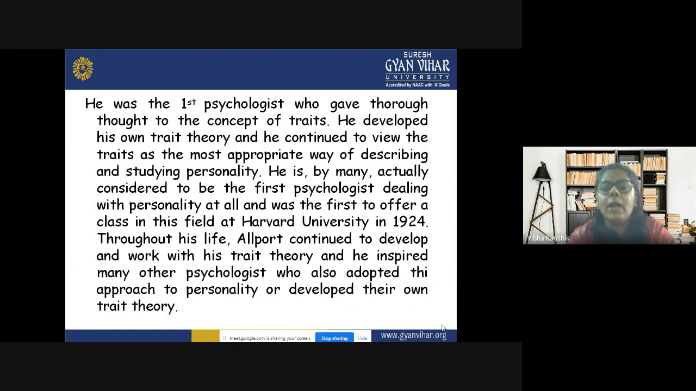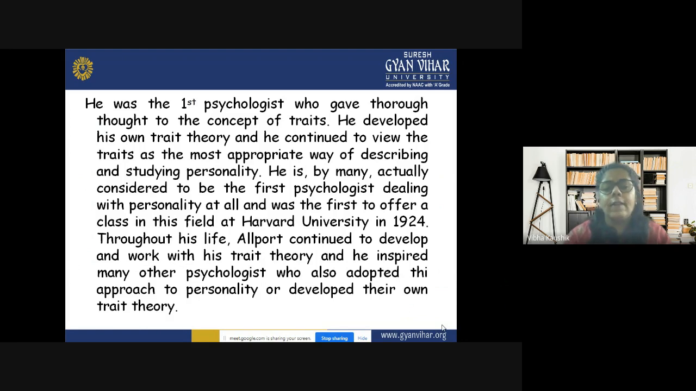He is, by many, considered to be the first psychologist dealing with personality at all, and was the first to offer a class in this field, the field of trait theory, at Harvard University in 1924.